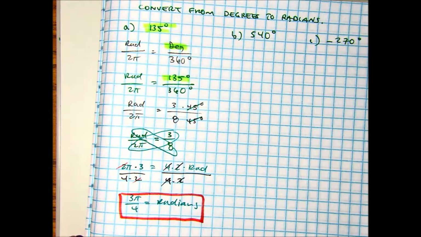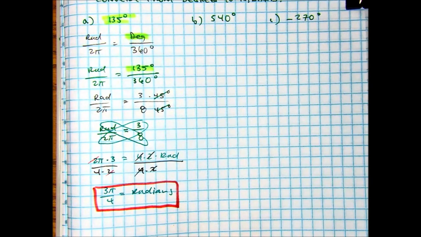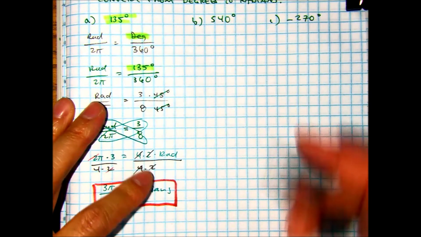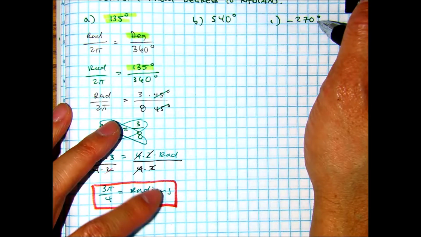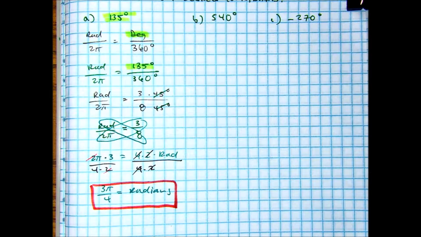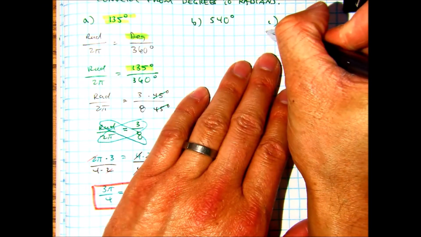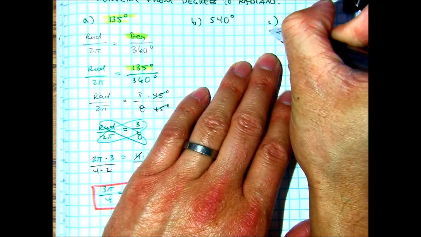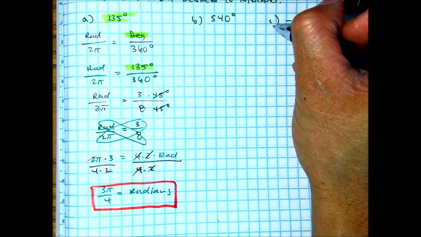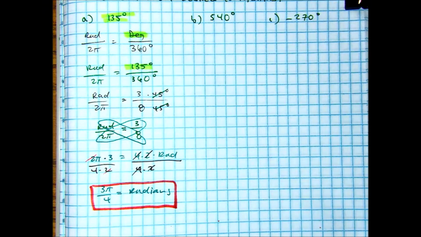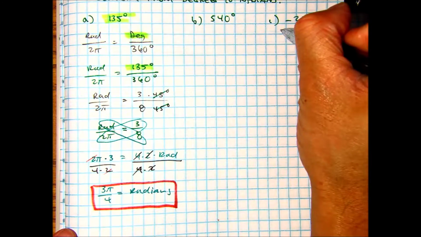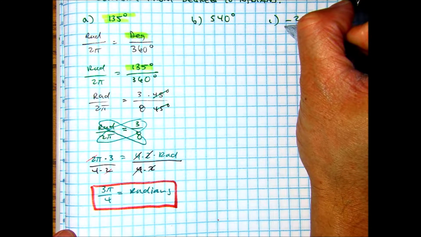Let's try another example. Let's try the one that has a negative. Partner B, tell partner A the awesome proportion. Ready, set, go. Erica, the awesome proportion. Josh, the awesome proportion. The awesome proportion. Yes, Erica?